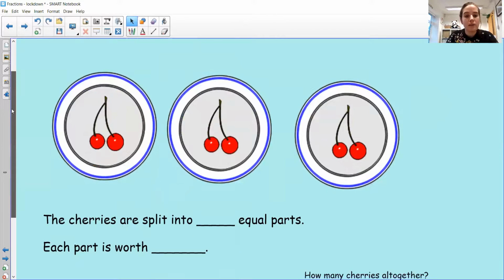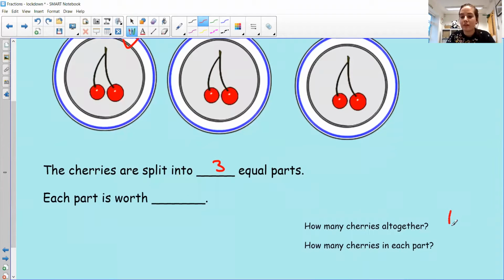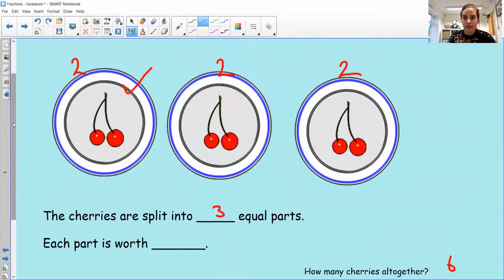The cherries are split into 3 equal parts. Each part is worth 1/3. If I have one of these, it's worth 1/3. And how many are there in each part? There are 2 in each part. 2, 4, 6. So there are 6 altogether. We answer these questions. How many cherries in each part? There are 2 in each part. So the total, the product, is 6, and there are 2 in each part.